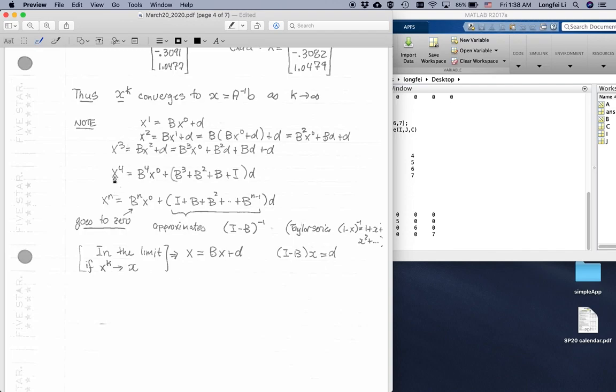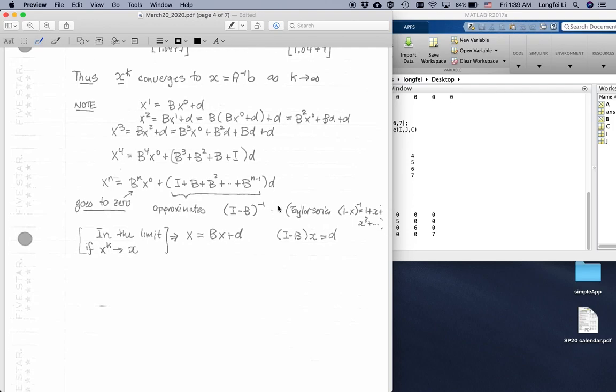Okay, so keep on doing that for B^4, we get this, and we can get the common factor d out, so this becomes B cubed plus B squared plus B plus I, where I is the identity matrix. And for the n-th step, we can say that x_n equals B^n x0 plus I plus B plus B squared all the way up to B^(n-1), times d. Okay, so we will show that this first term goes to 0, and the other part approximates I minus B inverse.